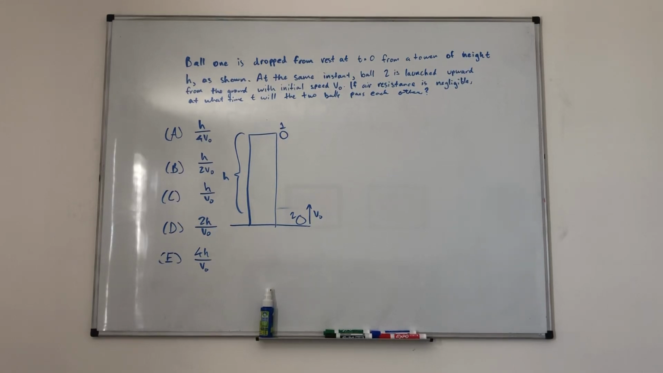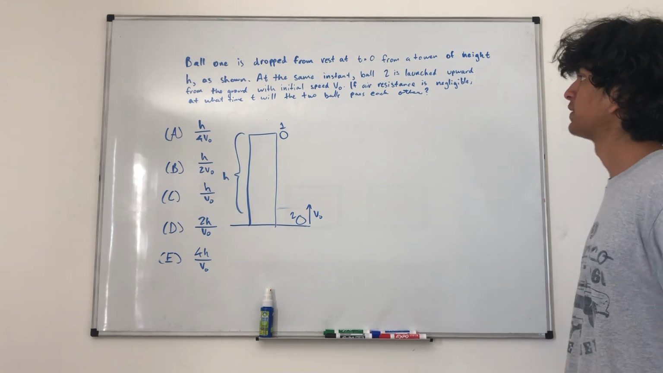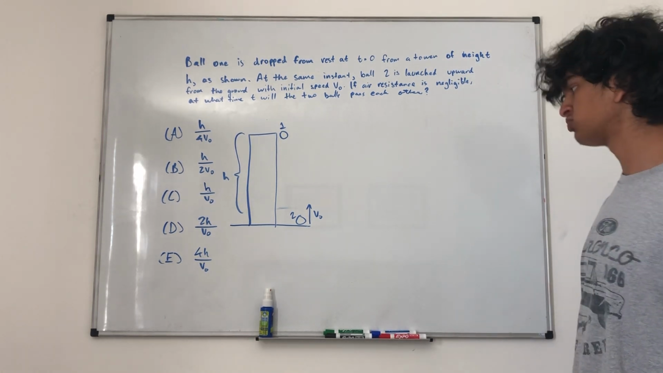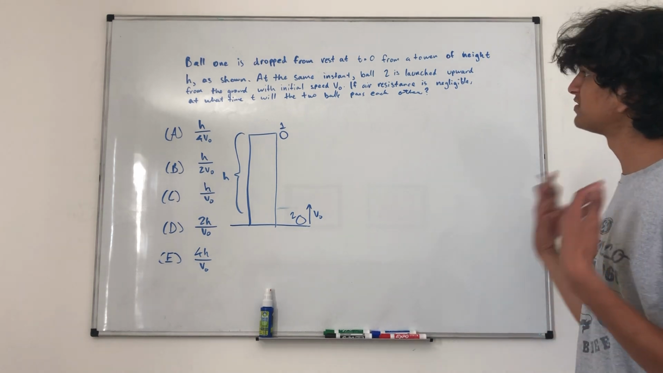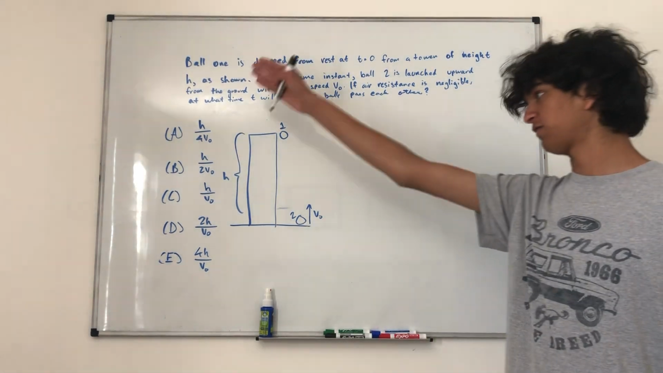Okay, so ball 1 is dropped from rest at t equals 0 from a tower of height h as shown. At the same instant, ball 2 is launched upward from the ground with initial speed v naught. If air resistance is negligible, at what time will the two balls pass each other? And we have 5 answer choices.